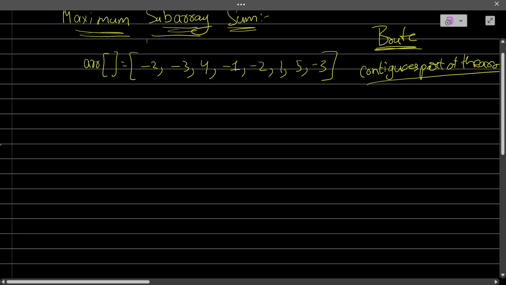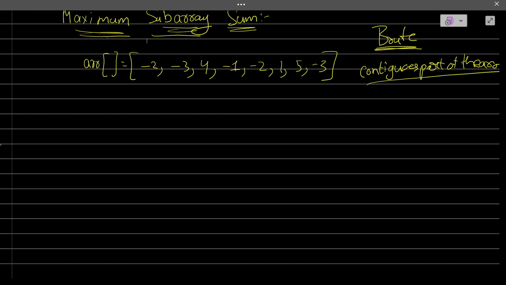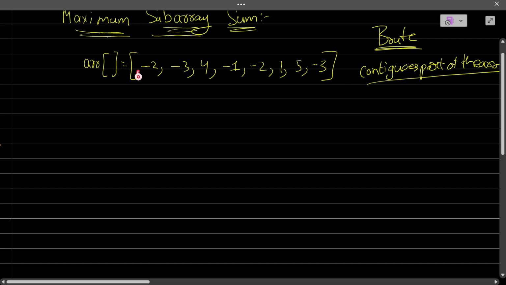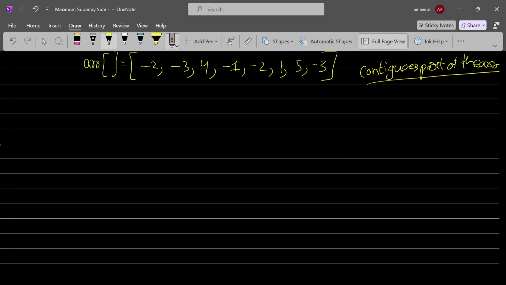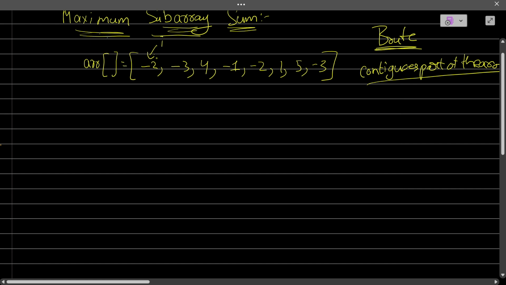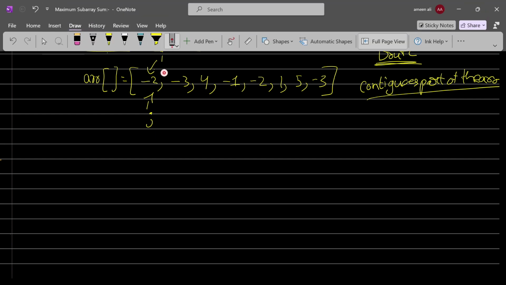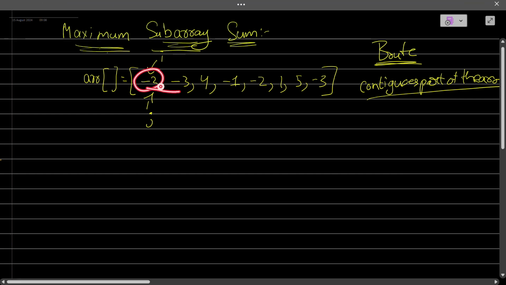I'll say this is the first element and this is the second one. This 2, minus 2 is my first subarray. This is my second subarray, my third, my fourth, my fifth, sixth, seventh, and eighth. So what I'm going to do here is take an I pointer and a J pointer. The I pointer I'll start from this, and I go to every specific element and return the summation.